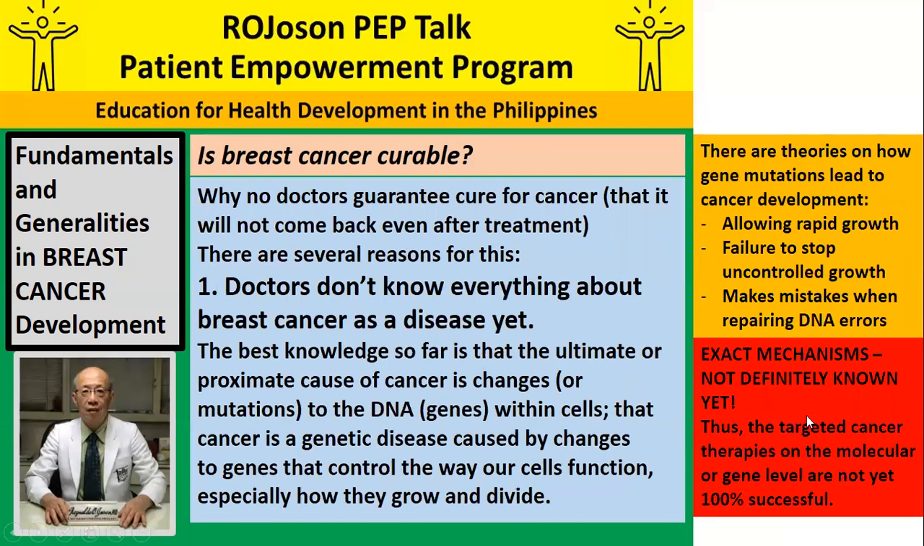Why would no doctors guarantee cure? There are several reasons for this. One, doctors don't know everything yet about breast cancer as a disease. The best information or knowledge so far is that the immediate cause is the gene mutation. There are several theories, as I mentioned earlier. The exact mechanism is not yet definitely known. That's why even the targeted cancer therapy working on the molecular or gene level is not yet 100% successful.